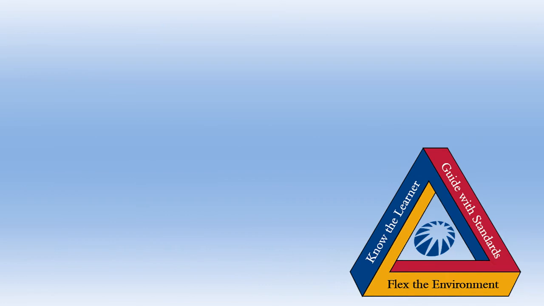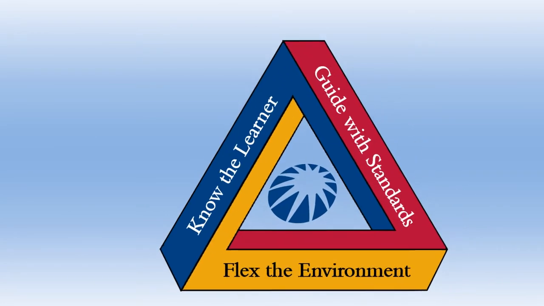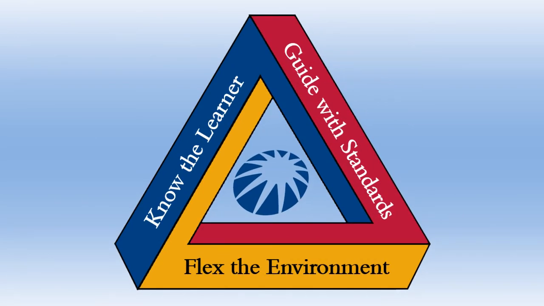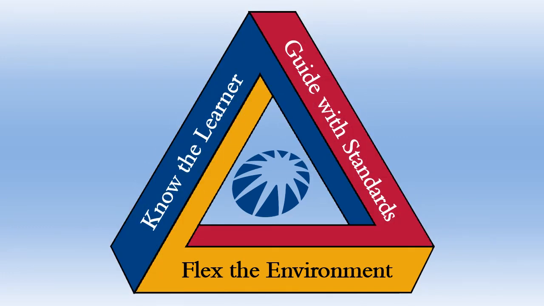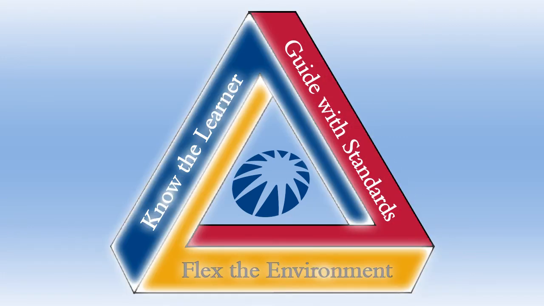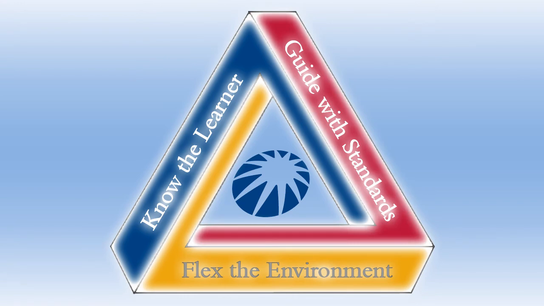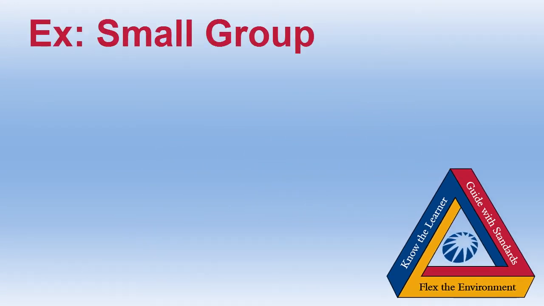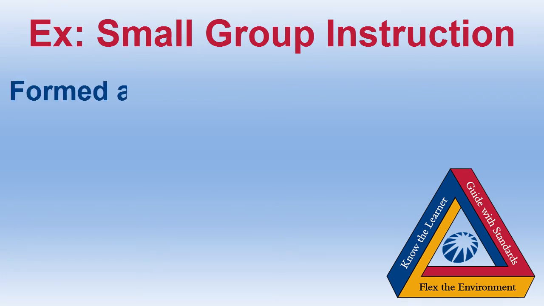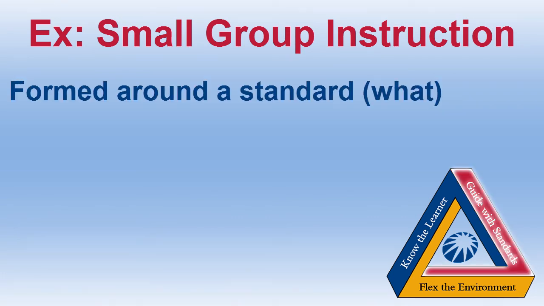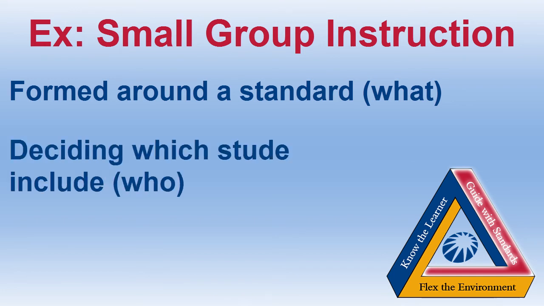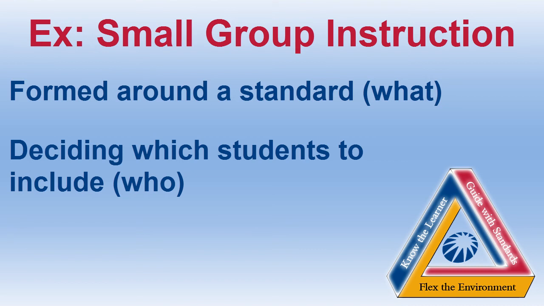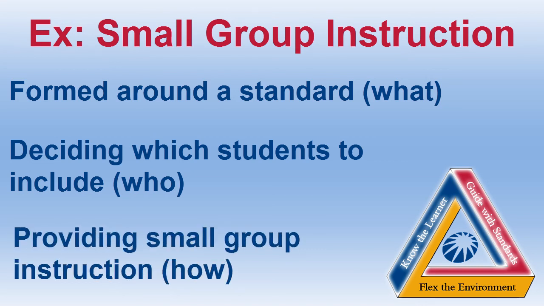Now that we've walked through each of the three fundamentals of personalized learning, you'll notice that each one overlaps the other. This is because, more often than not, an instructional practice or strategy involves more than one of the three fundamentals. Take, for example, small group instruction. If the small group is formed around a specific standard, we are guiding with standards. When we decide which students need to be in the small group, we are knowing the learner. The fact that we are providing targeted small group instruction in the first place means we are also flexing the environment.